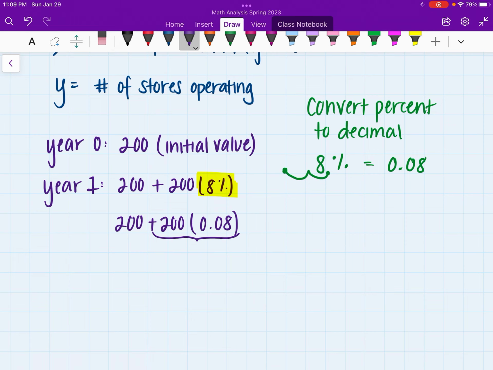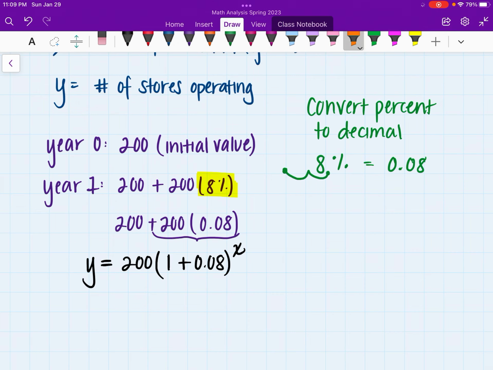And the equation I want to create in this case is, once again, we're starting off with Y, because that's how many stores we expect. And I'm going to start off with the initial value of 200. That's how much we started off with. And I'm going to multiply that by 1 plus our rate of increase. And since we want to see how many it increases depending on the years, we're going to express that as an exponent to the x.